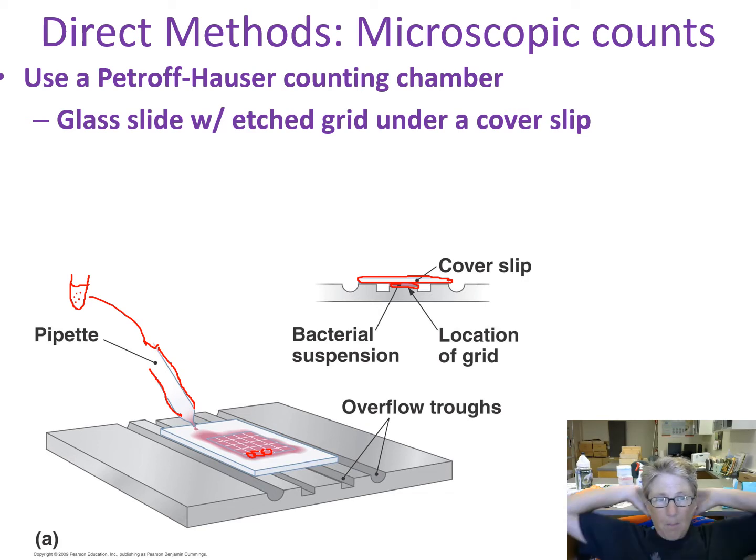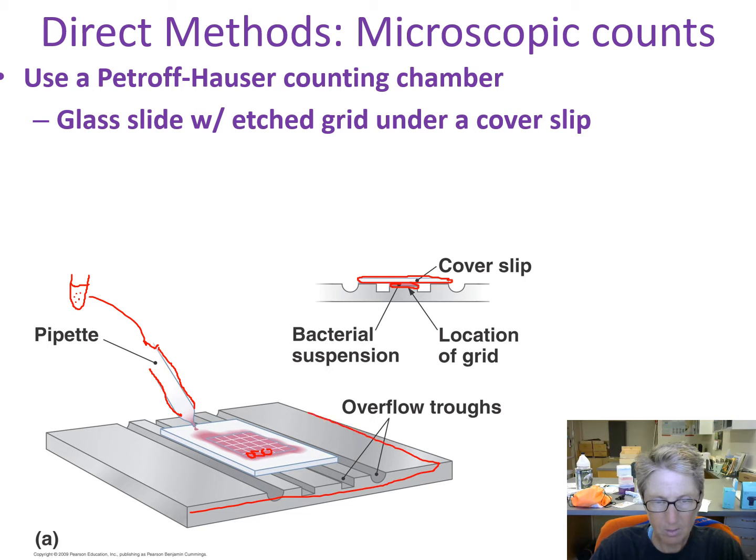So they call this a Petroff-Hauser counting chamber, and you use a glass slide, we talked about that, with an etched grid. So the whole thing is a glass slide. This is a grid. It's etched. That means that these lines are etched or cut into the glass, and then the cover slip goes on top.